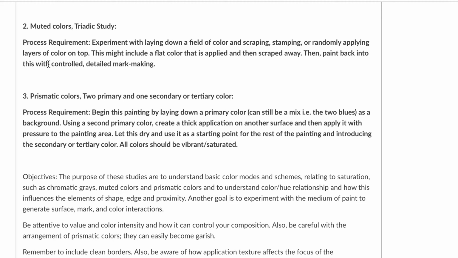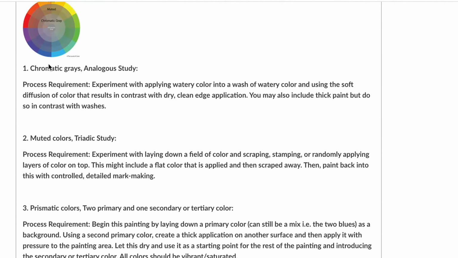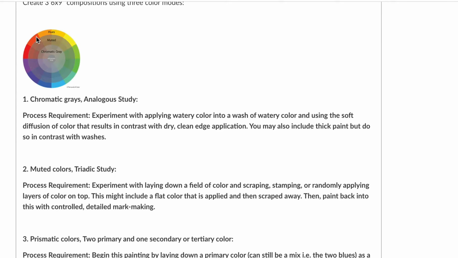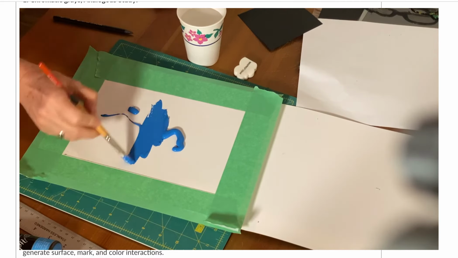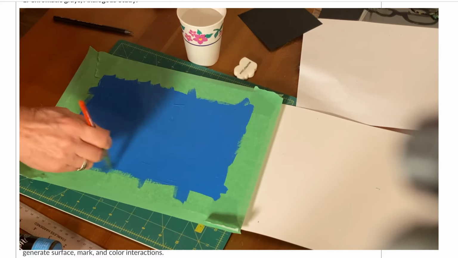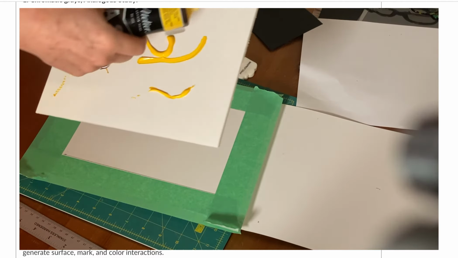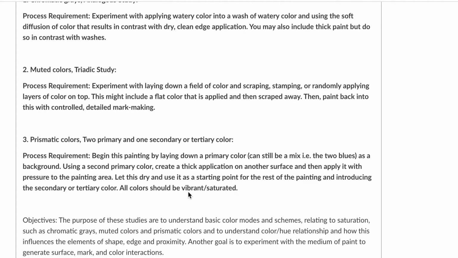The third part of the assignment is prismatic colors. So you'll use 2 primary and 1 secondary or tertiary color. So remember that the prismatic colors are the colors that are on the edge of the color wheel. So begin this painting by laying down a primary color as a background, and then using a secondary primary color, create a thick application on another surface and then apply it with pressure to the painted area.